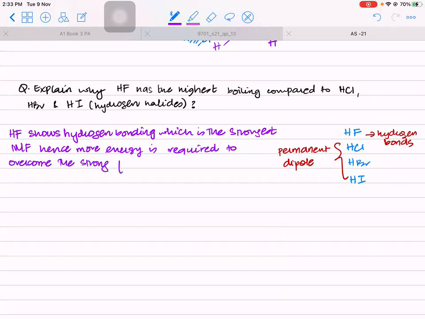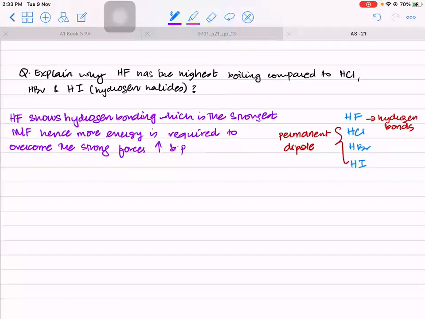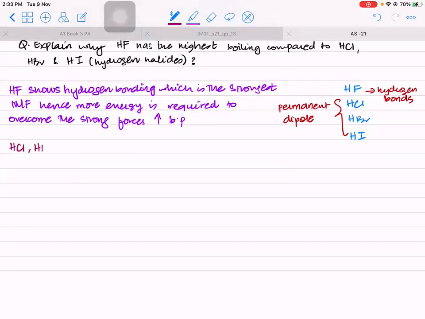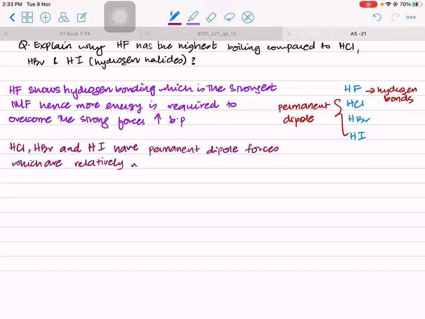So more energy is required to overcome the strong forces, hence highest boiling point. And what about the rest of them? HCl, HBr, HI, what do they have? They have permanent dipole forces, which are relatively weaker. Therefore, the boiling point is low. Is that clear?